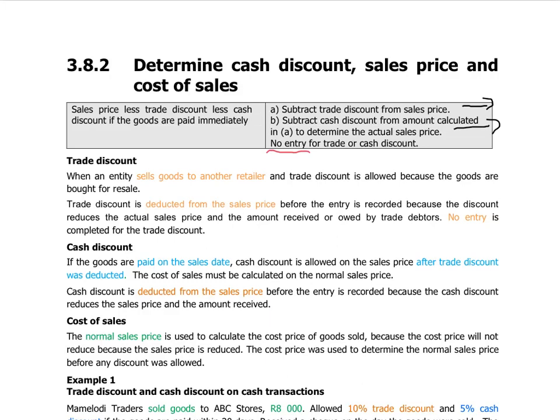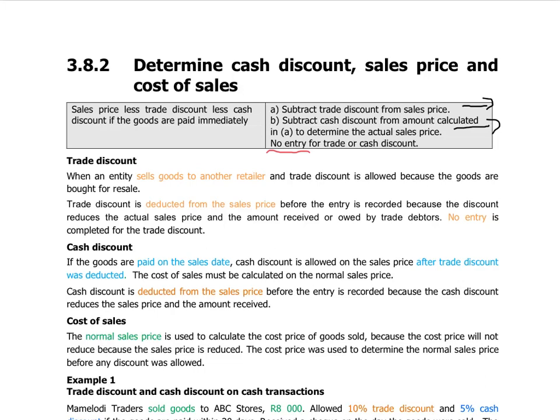You deduct the cash discount and the trade discount from the sales price, and no entry is recorded for the trade or cash discount because the reduced amount is the amount that you will receive as an income in the business. If we look at trade discount, when a retailer sells goods to another retailer, this retailer can ask for trade discount because the goods were sold in bulk or because the goods are purchased with the purpose of reselling.